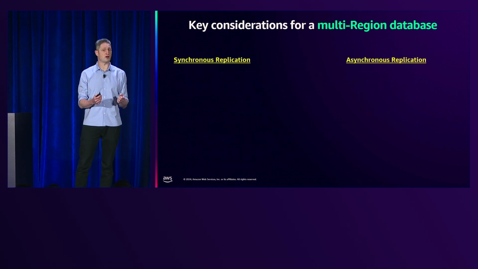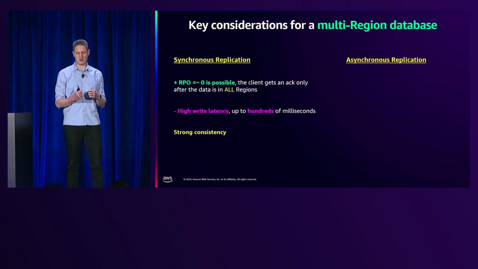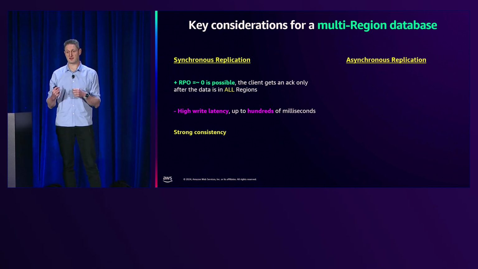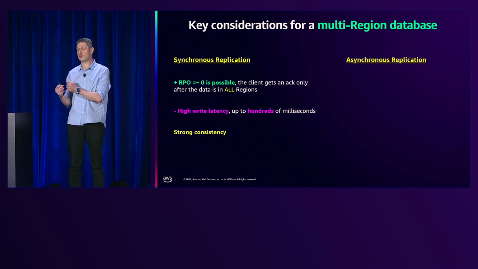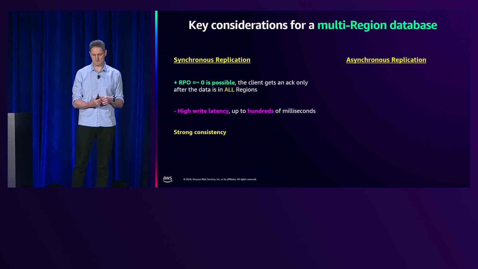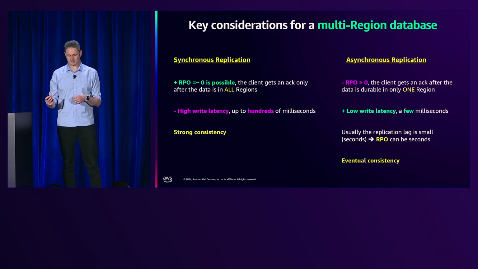So let's compare the pros and cons of each one. The main advantage of synchronous replication is that you can achieve RPO 0. And we hear some customers asking for this kind of consistency. However, the major downside here is that a lot of customers don't need this RPO 0, and they cannot tolerate the high write latencies. With asynchronous replication, it is the opposite.